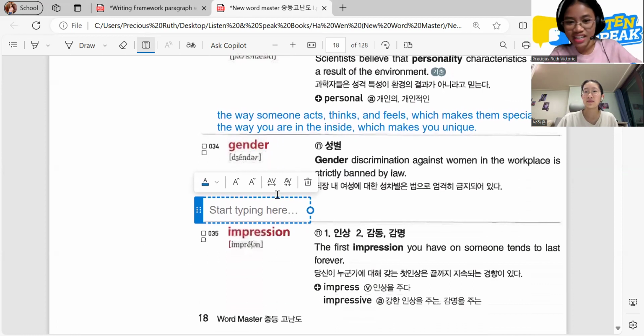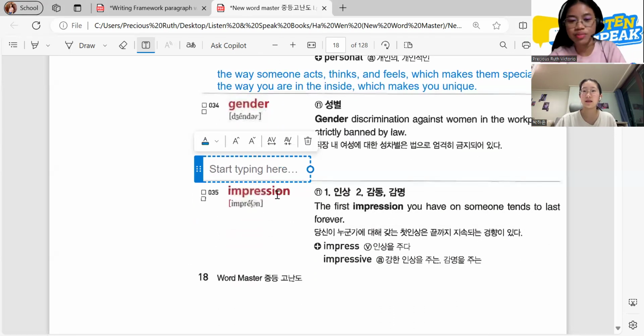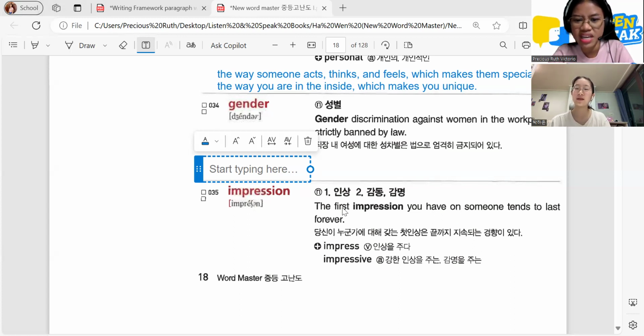Okay, next. We have gender. Can you please read? Gender discrimination. Discrimination. Wait, discrimination is chabyeol in Korean. Yeah? Saying bad things about others, right?